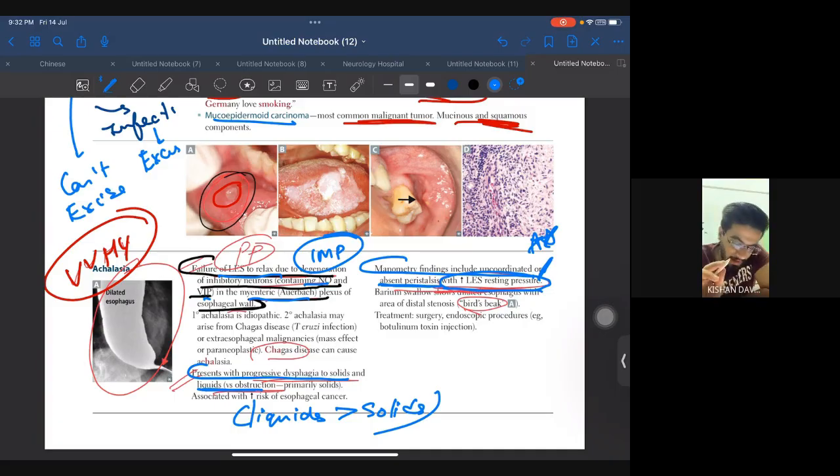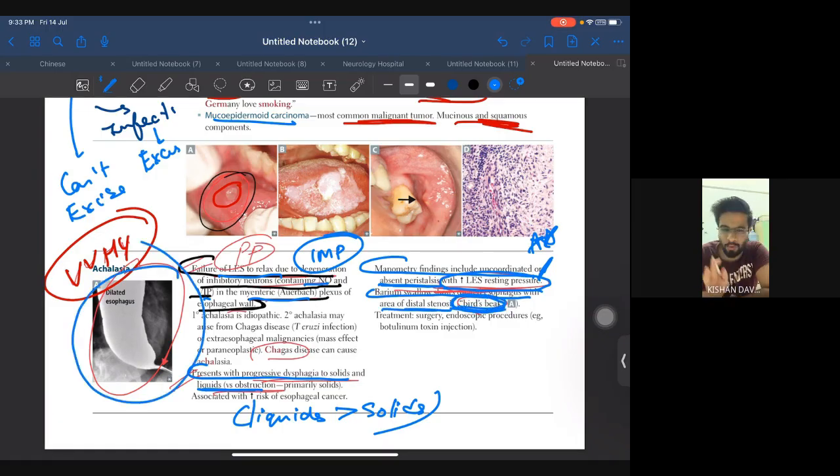Okay. Another thing, barium swallow shows esophagus with area of distal stenosis, bird beak appearance. So this image is most common. यही image exam में भी आएगा. Okay. And in the treatment, they might give you what can you use?